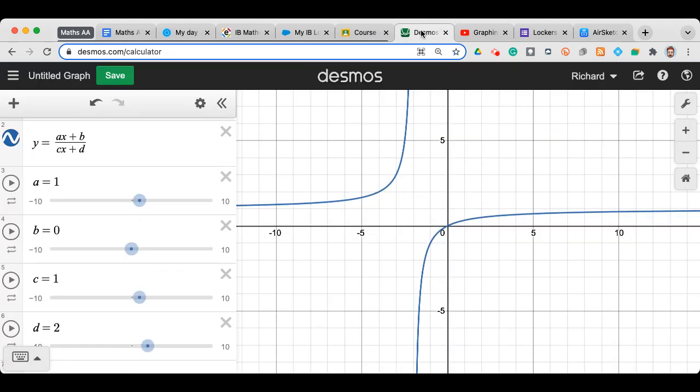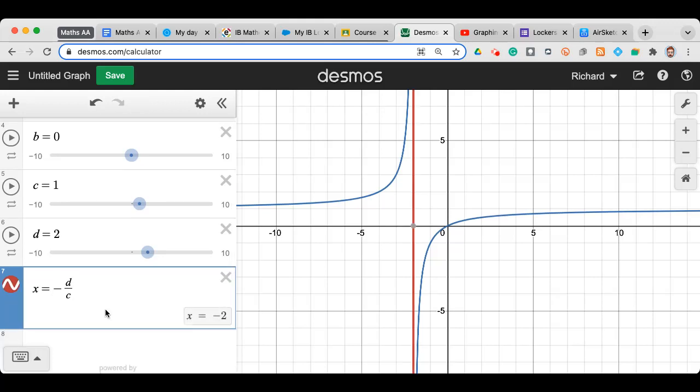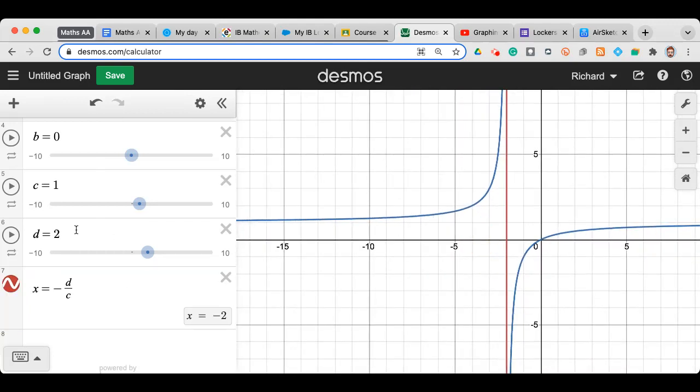So if I put this into Desmos and I create a new function and just say x equals negative d on c, you'll see that that line there is exactly what the asymptote is. I'll just leave it as a red line like that. What about the horizontal asymptote? The horizontal asymptote is what value does the function approach as x gets very, very big, approaches infinity, or very, very big but negative, so it approaches negative infinity. So positive infinity or negative infinity.